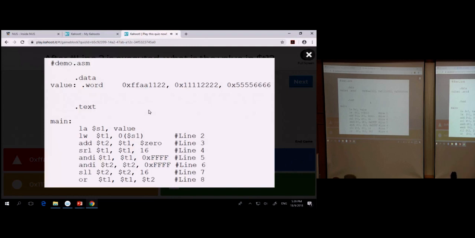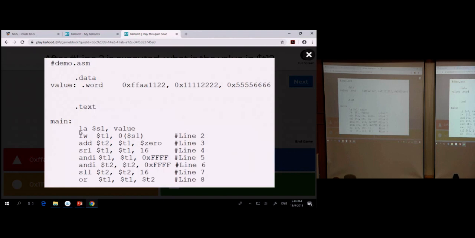Okay, so the question asked is after line 2 is executed. So line 2, the first line, what does it do? It loads, LA is what? LA is a pseudo instruction to load the address of either an address or a label to a register, correct?